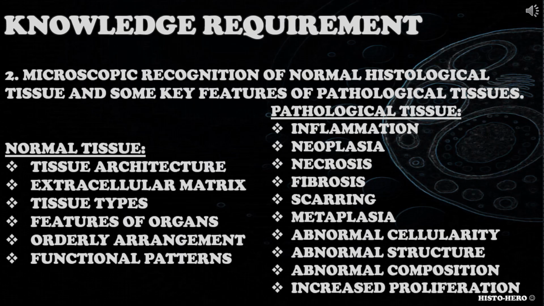What are the key microscopic features of pathological tissues? Consider cellular changes like size and shape, nucleus to cytoplasm ratio, mitosis, tissue architecture, fibrosis, inflammation, necrosis, neoplasia, scarring, metaplasia, abnormal cellularity, structure and composition or increased proliferation.